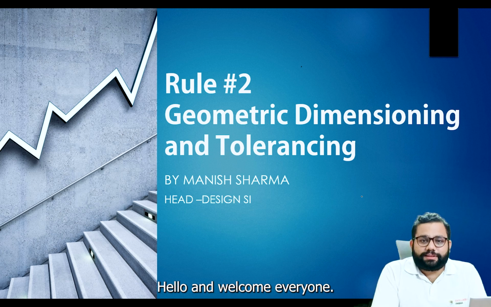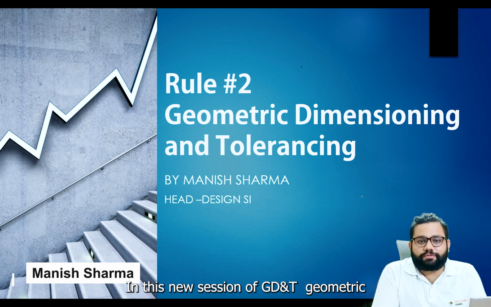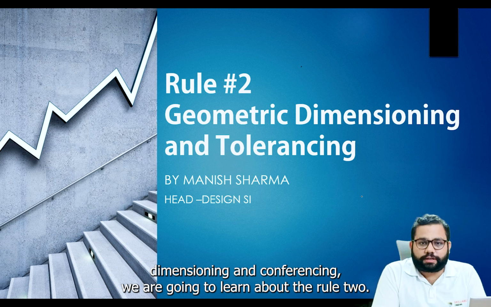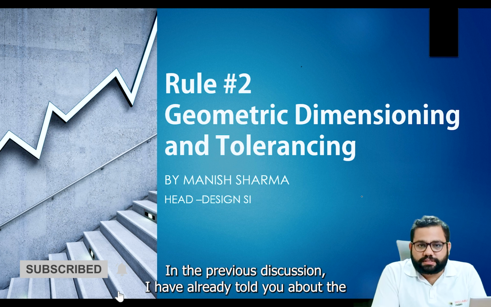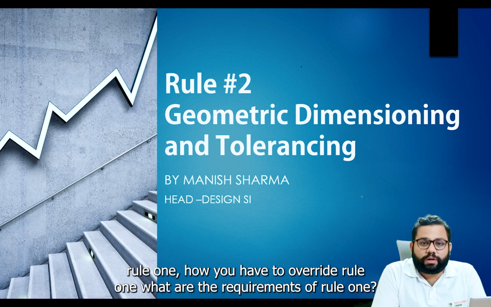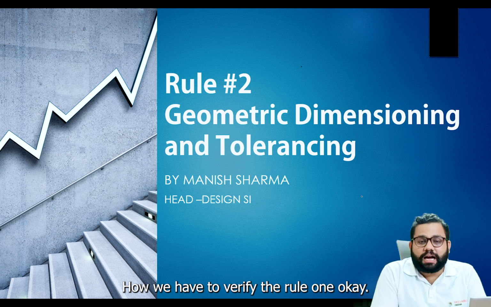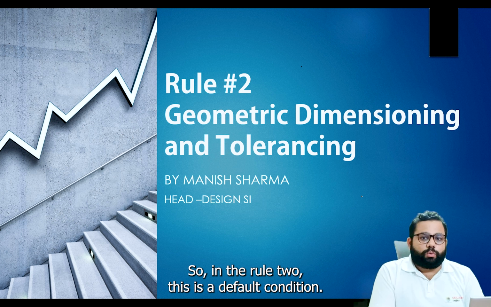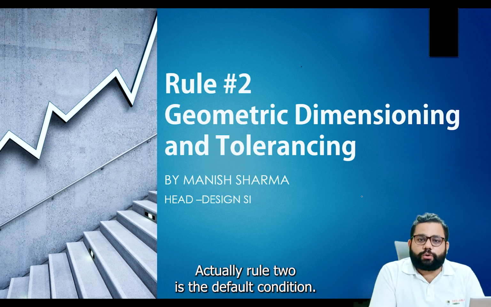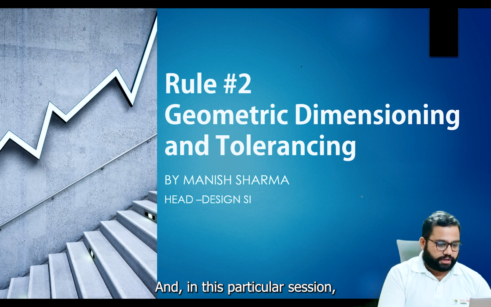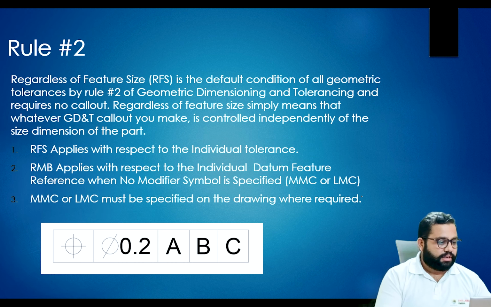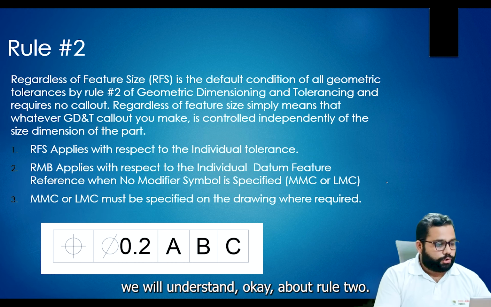Hello and welcome everyone. In this new session of GD&T, Geometric Dimensioning and Tolerancing, we are going to learn about Rule 2. In the previous discussion, I have already told you about Rule 1, how you have to override Rule 1, what the requirements of Rule 1 are, and how we have to verify Rule 1. Rule 2 is a default condition, and in this session we will understand Rule 2.